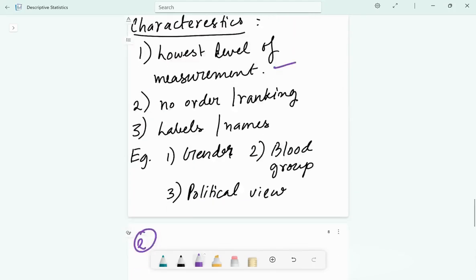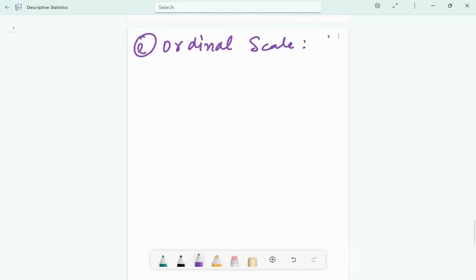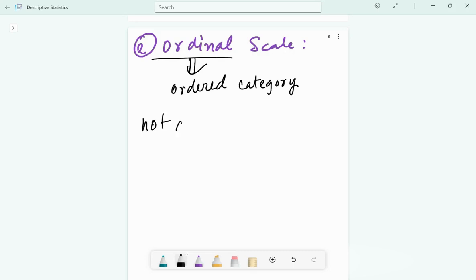Now we're going to come to the next level or the next scale, which is ordinal scale. What is ordinal scale? It is a measurement scale that characterizes data into ordered categories. Very much namely, right? We can understand from the name only. But the difference between the categories is not quantifiable. This is very important.